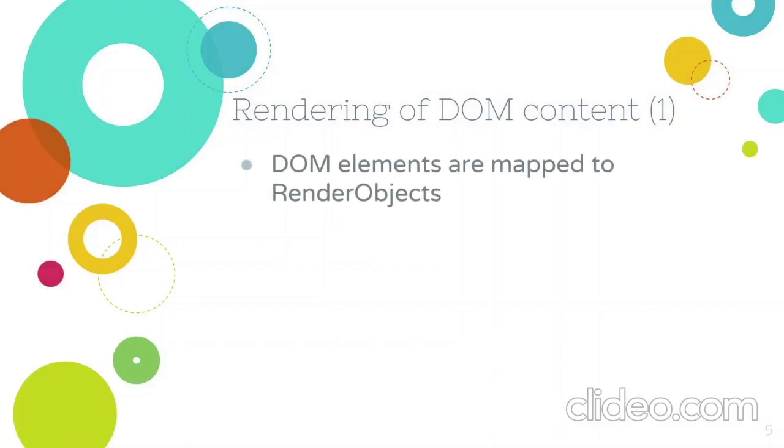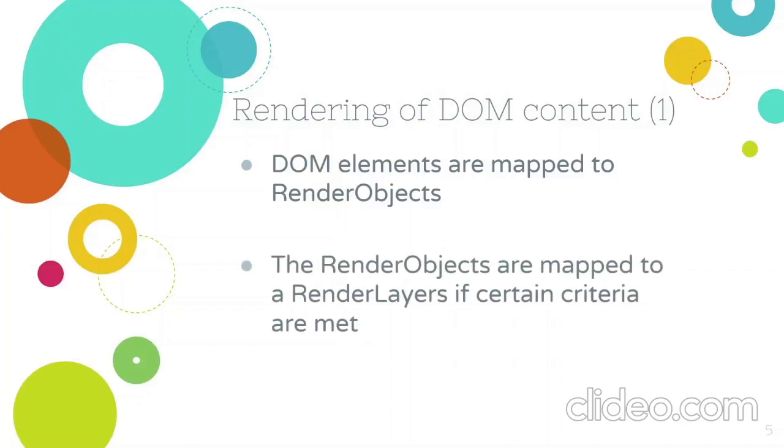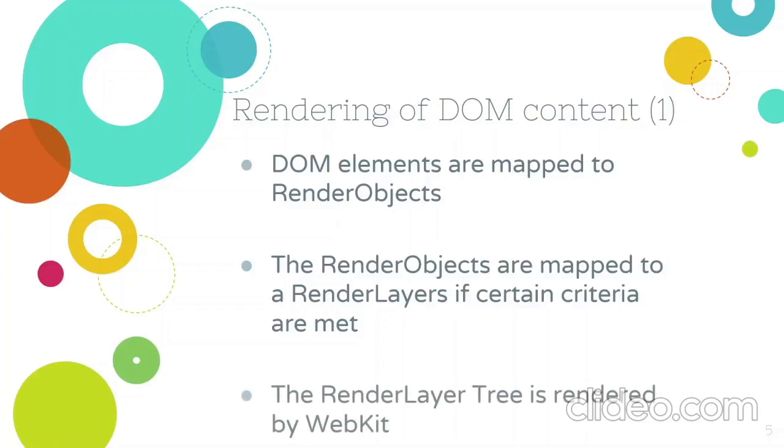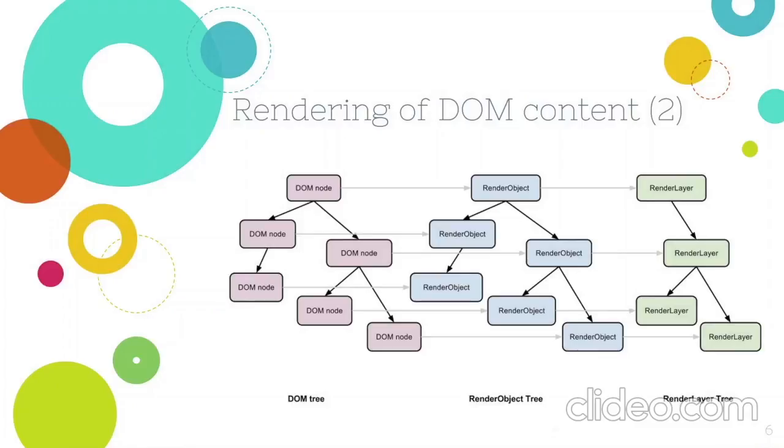The render process starts with the mapping of DOM elements to render objects. The render objects are mapped to render layers if certain criteria are met. An example of such criterion is if the element has explicit CSS properties such as relative, absolute, or transform. Afterwards, the render layers tree is rendered by WebKit. This illustration visualizes this process. At first, each DOM node is mapped to a render object, and then only the render objects that meet the criteria we discussed in the previous slide are mapped into distinct render layers.